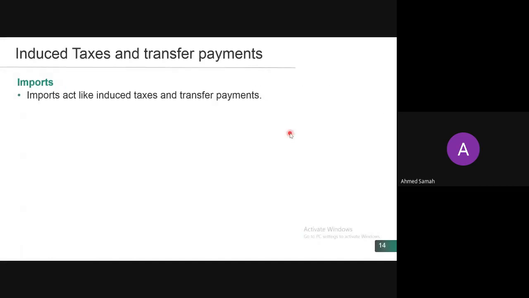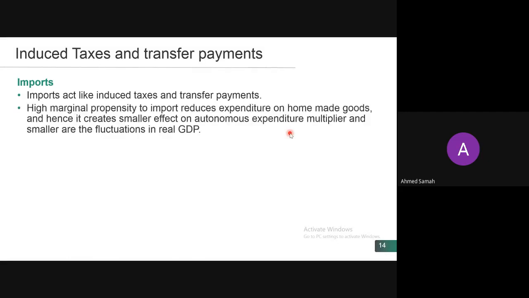Then imports also act like induced taxes and transfer payments. A high marginal propensity to import reduces expenditure on homemade goods, and hence it creates a smaller effect on the autonomous expenditure multiplier and smaller fluctuations in GDP. For example, let's say when people's income increases, they might choose to import more rather than consume the products which are produced within the country.